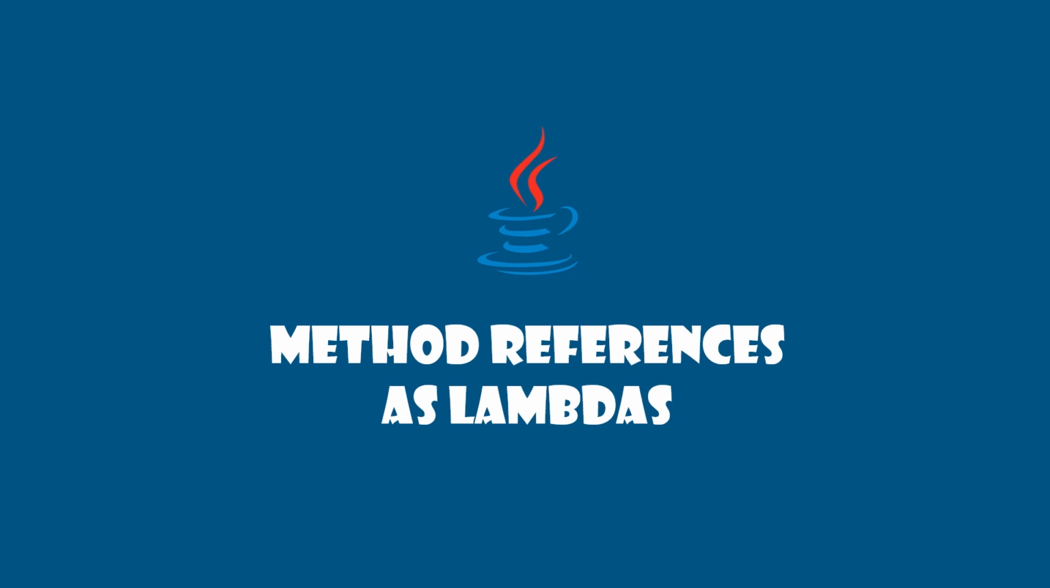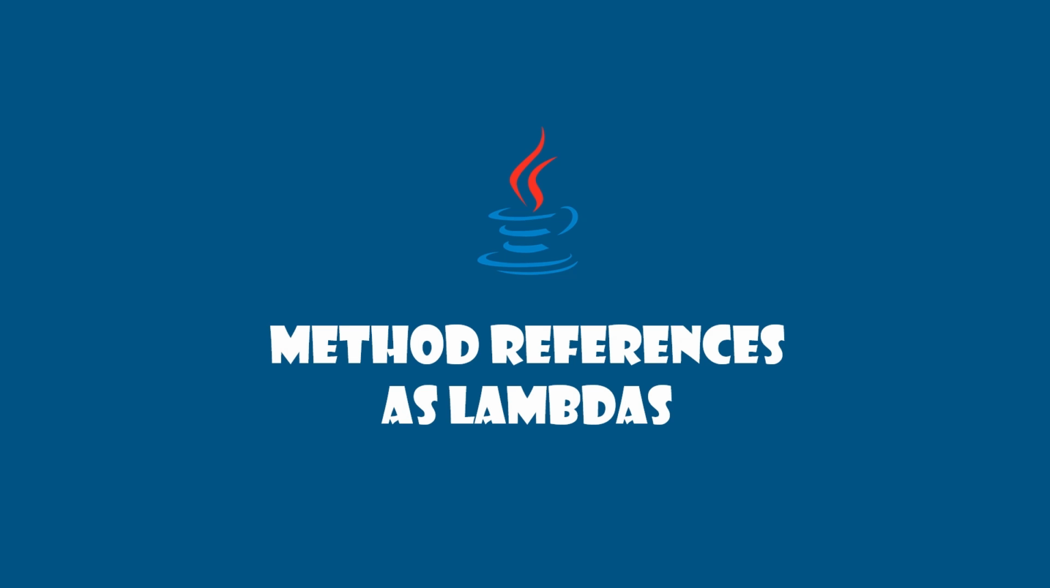And now the next part is method references in Java. When I'm talking about method references, they are very much in line with lambdas themselves. You can say it's a feature in Java 8 and it is used to refer to the method of a functional interface.